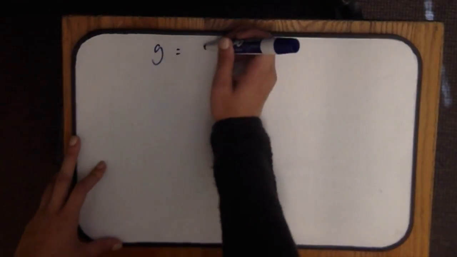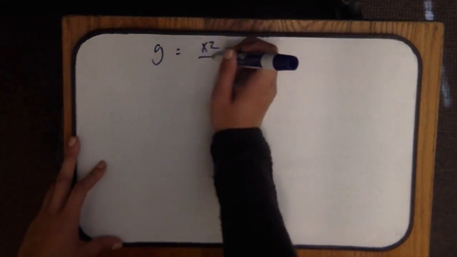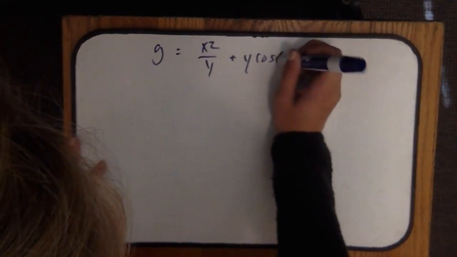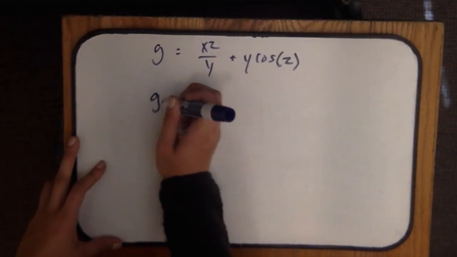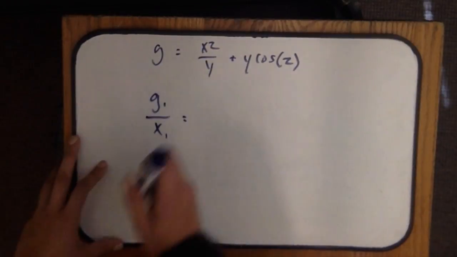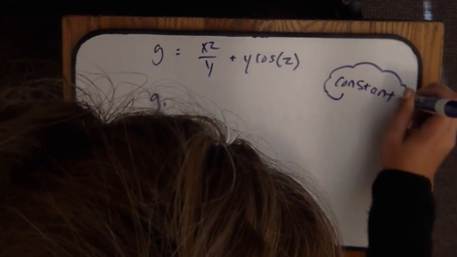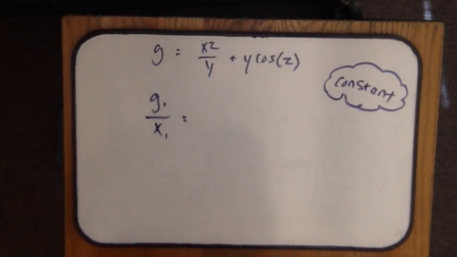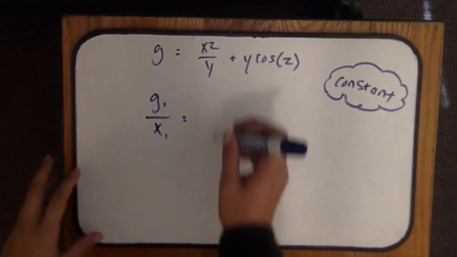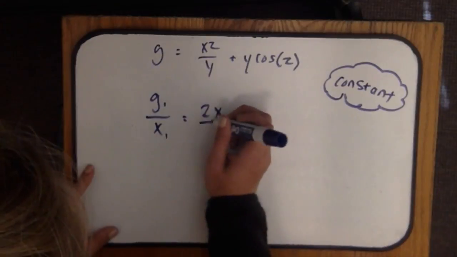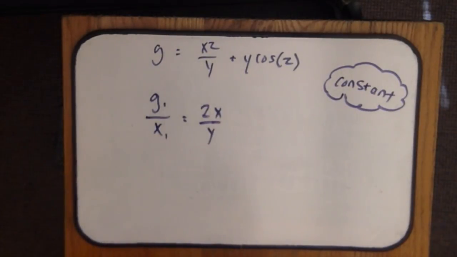First, we are going to find the derivative of G with respect to x. Now, it's important to remember that when we find the derivative of G with respect to x, we consider y and z constants. And constants are basically integers, if that helps simplify it for you. So the derivative of G with respect to x is going to be 2x over y. Y cosine z is going to drop to 0 because the derivative of any constant is 0.